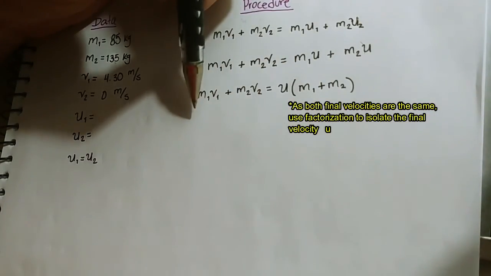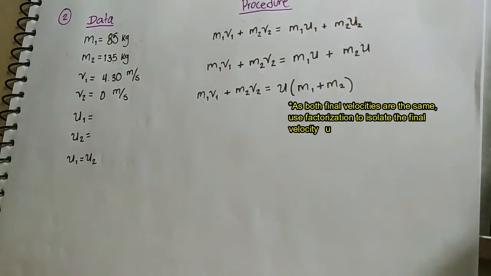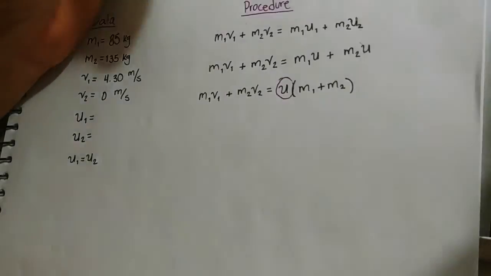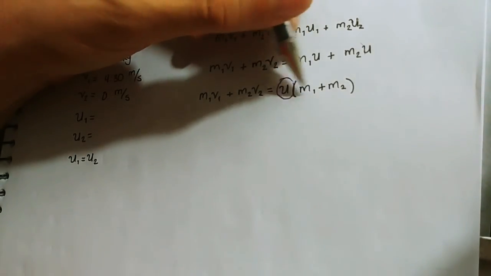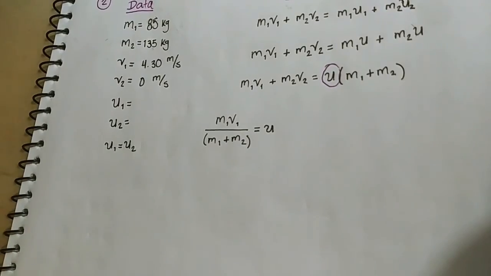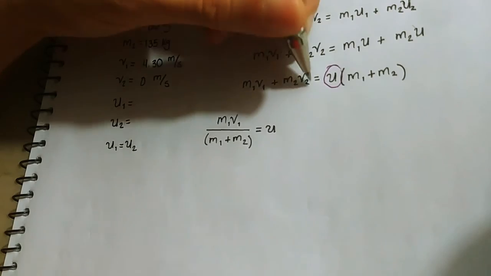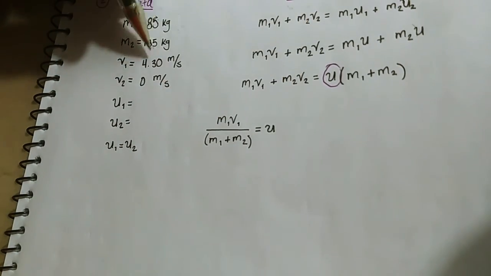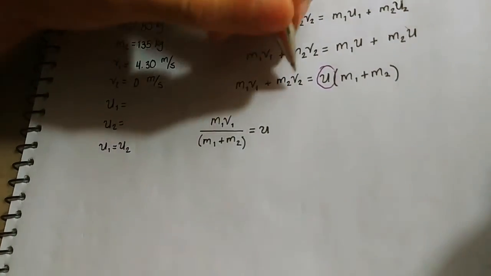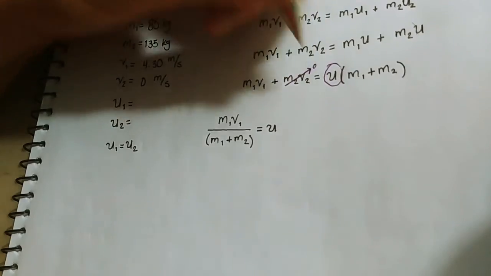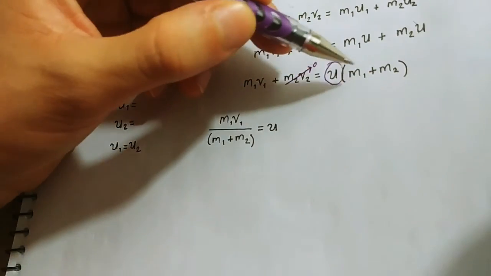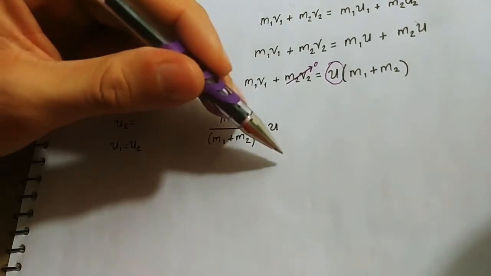Now we have this, and we have to solve for final velocity. So it's simple, since u is multiplying with both masses, this goes dividing to the other side. Initial velocity 2 means the initial velocity of the boat. Since the initial velocity of the boat is 0, this goes away. It becomes 0. So now we only have this left. We divide by mass 1 plus mass 2, and we're left with this formula.